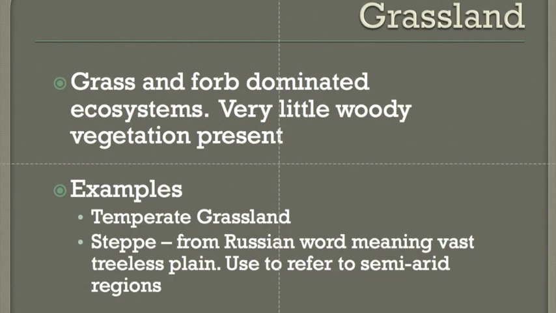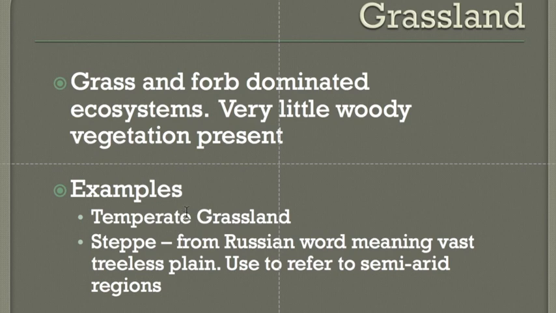All right, now a grassland. This is fairly a no-brainer, I guess, but grasslands are dominated primarily by grasses, but they're also dominated by forbs, and we'll talk a little bit about forbs in the next video. So if you're not sure what a forb is, just hang on. I'll define it in the next video. But both of these are herbaceous plants. They don't have woody tissue, and there's very little woody vegetation present in a grassland.